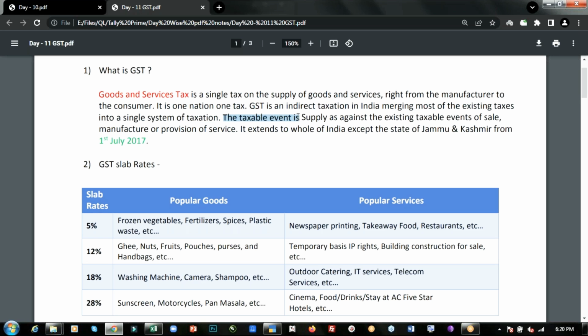The taxable event is supply, as against the existing taxable events of sale, manufacture or provision of service. It extends to the whole of India except the state of Jammu and Kashmir from 1st July 2017. In India, GST was applied from 1st July 2017, exempting the state of Jammu and Kashmir.